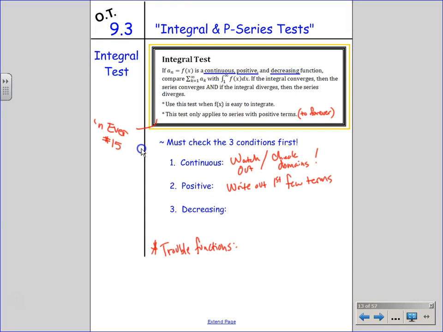Specifically about that whole, it might be positive and decreasing to forever, but there might be some funky stuff at the very beginning. But I'll talk about the trouble functions in a second. Decreasing. Couldn't I make that super complicated? Decreasing test. Oh, stink. We have to find the derivative charts.